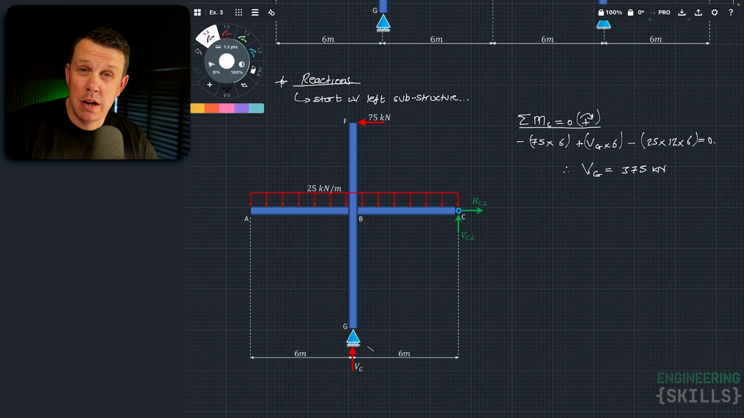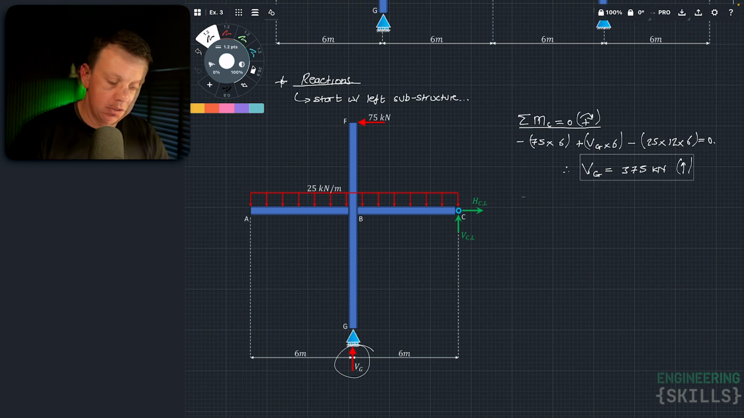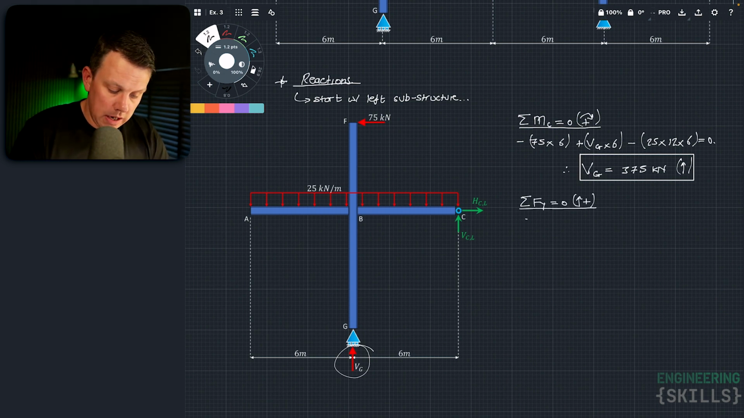And again, because it's evaluated to a positive number, we know that the force acts in the direction that we have assumed, which is upwards. So we know Vg is indeed a reaction upwards. Alright, let's now look at the sum of the forces in the y direction. That's going to give us VCL, the only other unknown vertical force. So we have the 375 for Vg, which we just worked out, positive because it's pointing upwards, minus the 25 UDL times the 12 meters over which it acts, plus VCL is equal to 0. And in this case, VCL evaluates to a negative 75.